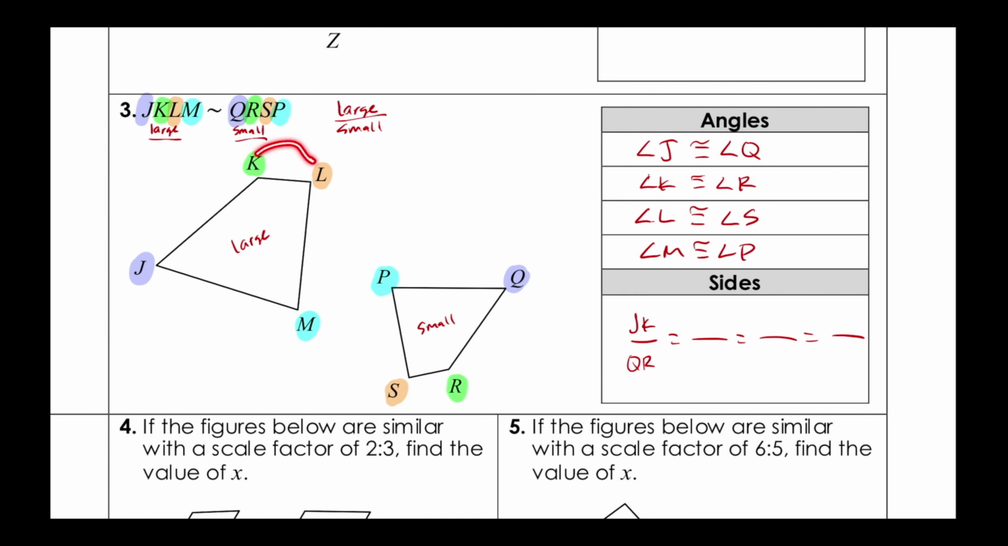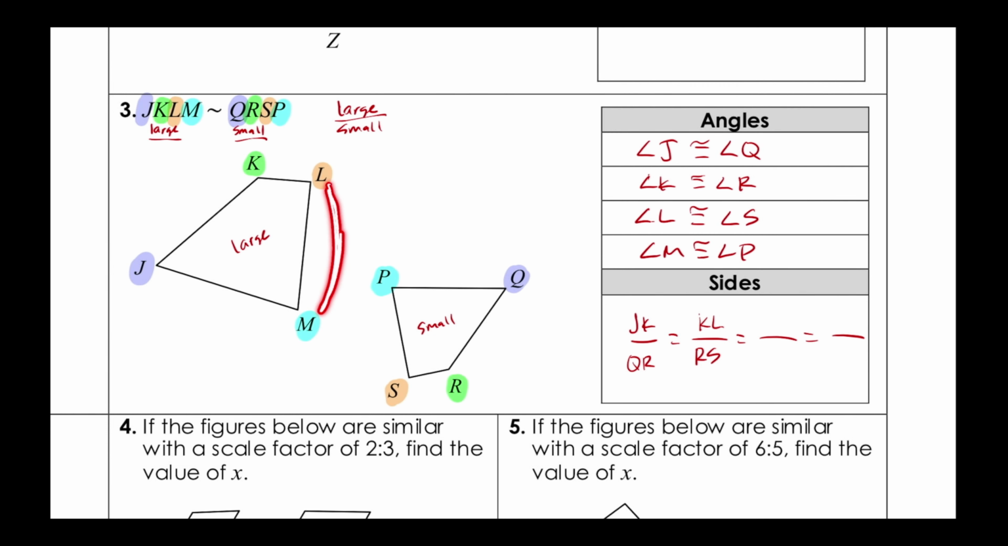So let's do green, orange. Green, orange is KL. And let's do green, orange in the other one. Green, orange is RS. So KL matches with RS. Large on the top, small on the bottom. All right, let's do the next one.